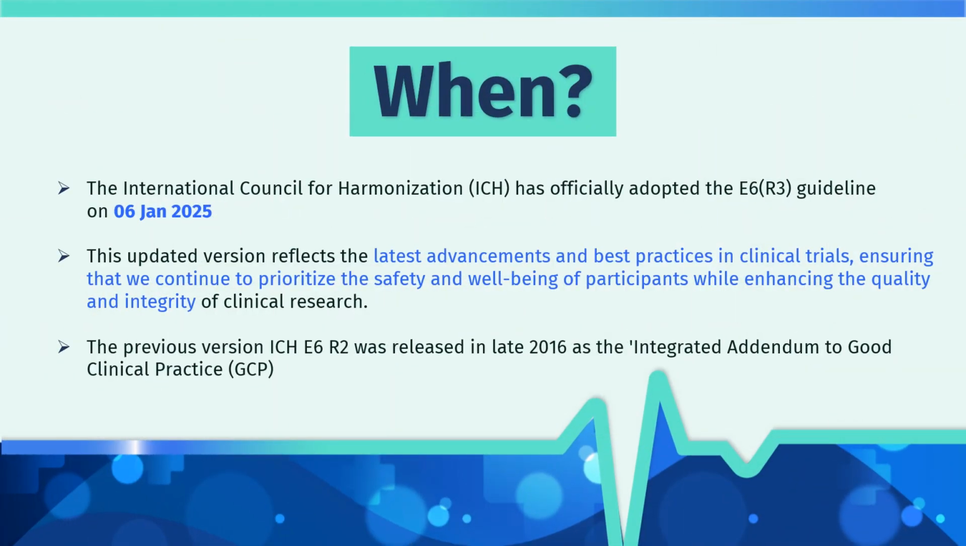So first and foremost, let us understand when we had this update. The ICH GCP E6R3 was adopted on 6 Jan 2025 and we received the official confirmation last week. This updated version reflects the latest advancements in GCP, that is good clinical practices, and continues prioritizing patient safety for study participants and enhanced quality and integrity of the clinical trial.